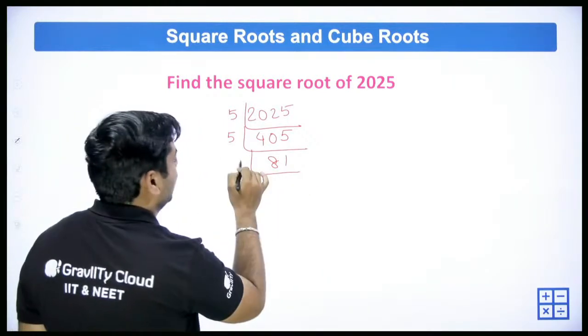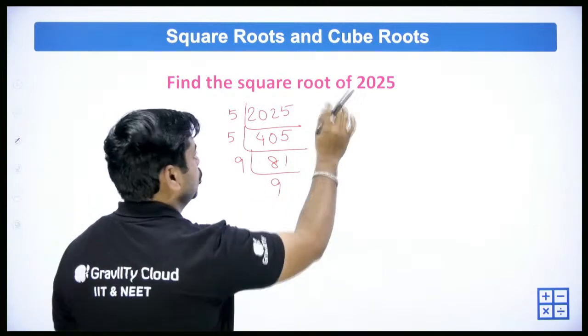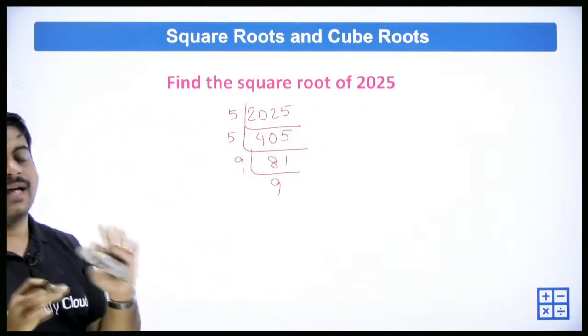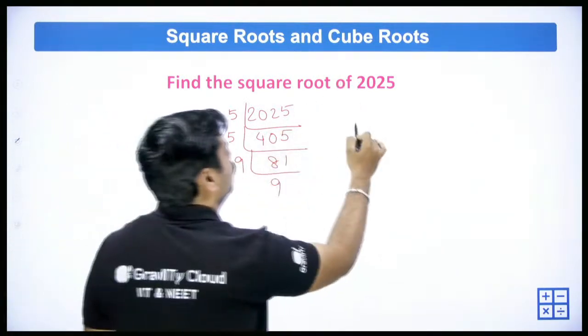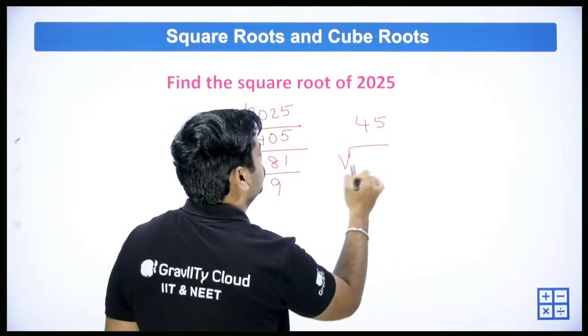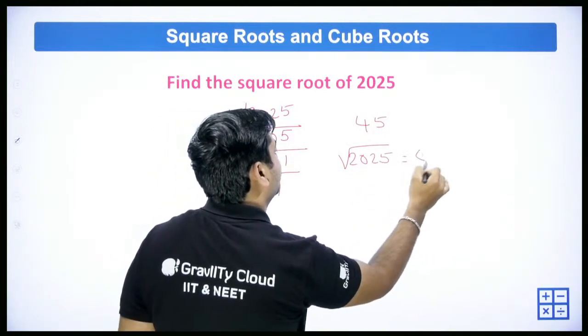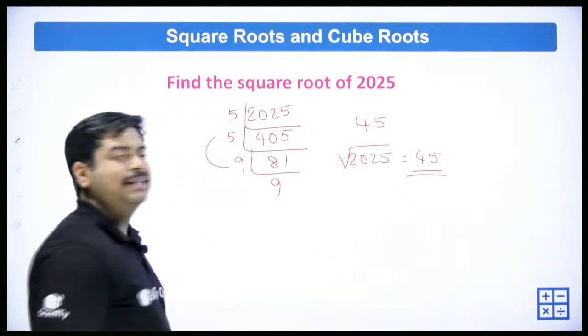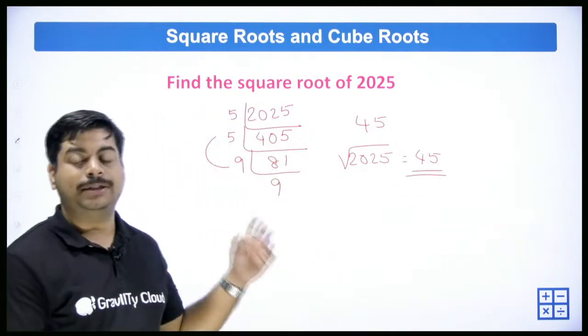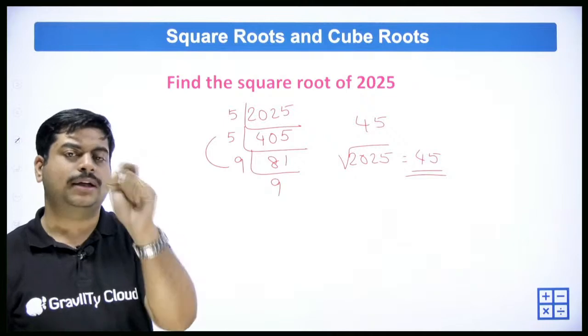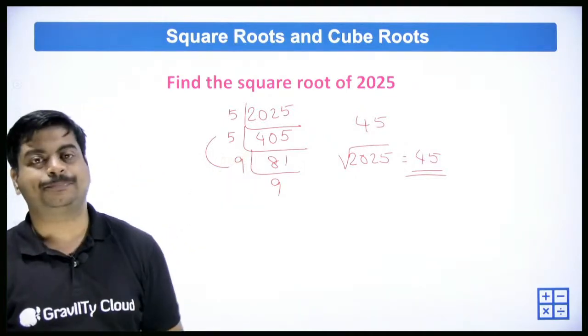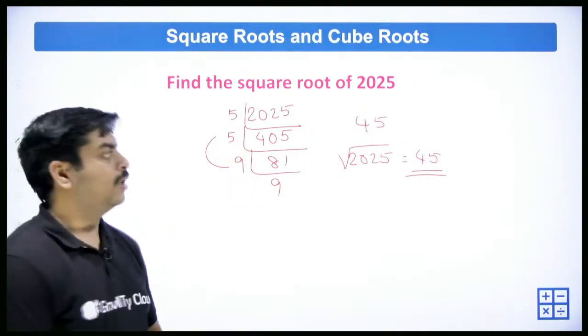And now 81 we can directly go with 9 into 9. So 2025, I'm not writing in brief, I can directly say that 5 into 9 is 45. So root 2025 is equal to 45. Whatever the number is being repeated twice, just take one count from them and leave the others. Okay, that is 45.